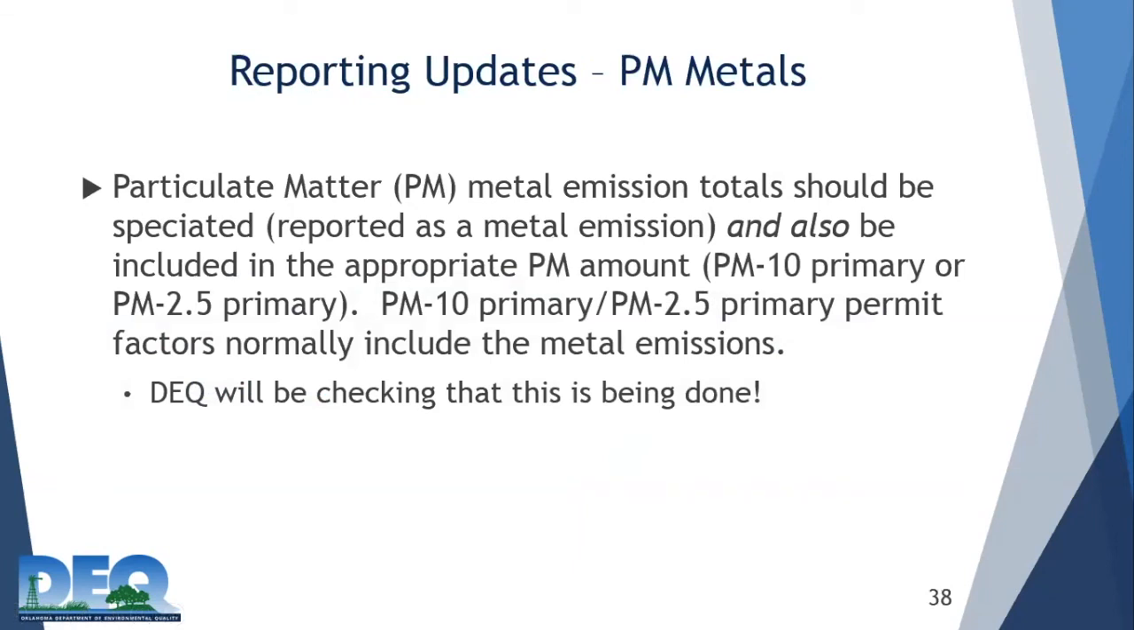This isn't so much of an update as just a reminder that particulate matter metal emissions should be speciated. So you need to report it as the metal emission, but also be including those emissions in the appropriate PM amount, whether it's PM10 primary or PM2.5 primary. And your permit normally has permit factors for PM10 and PM2.5 that include the metal emissions. So the update here is that we will be checking that this is being done. This is a heads up on one of the QCs we'll be doing this summer.